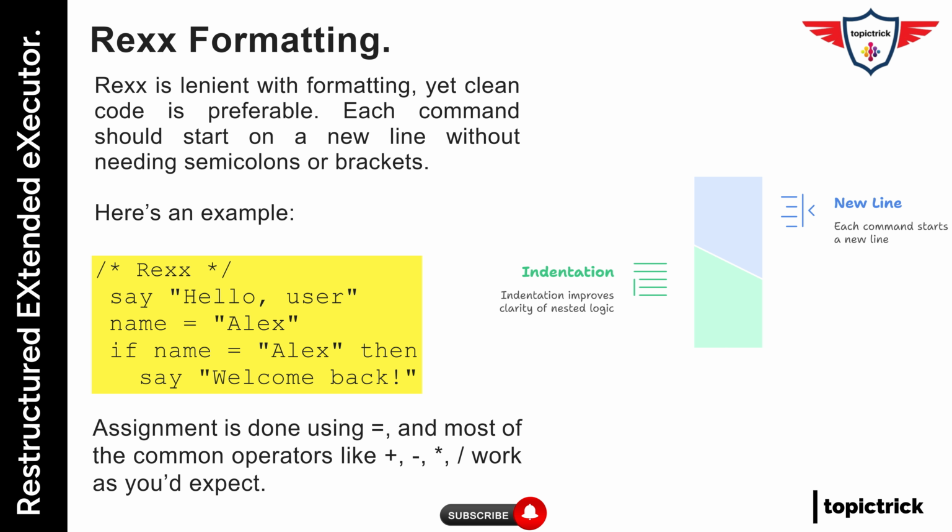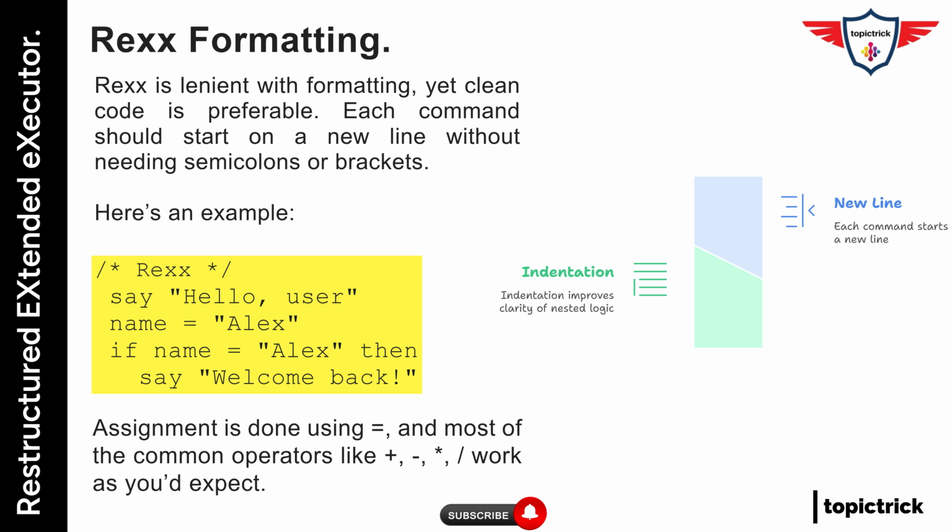Need to do some math? Operators like plus, minus, asterisk, and / are all supported. Want to combine two strings? Just write them next to each other with a space in between, like greeting equals hello name. This will output hello Alex.